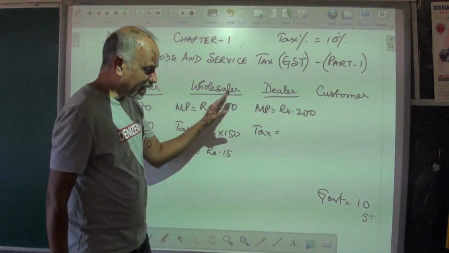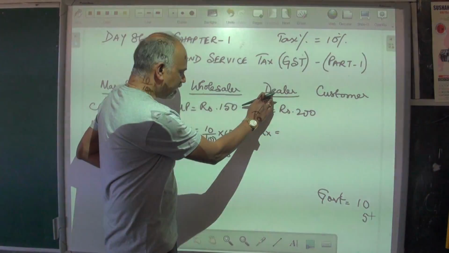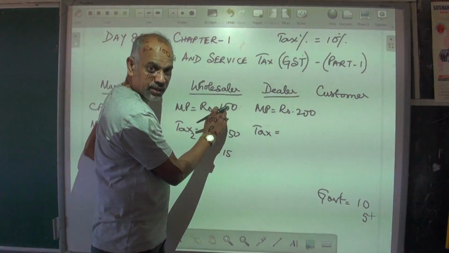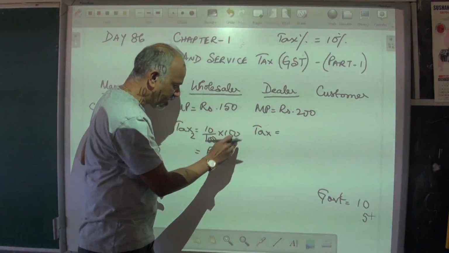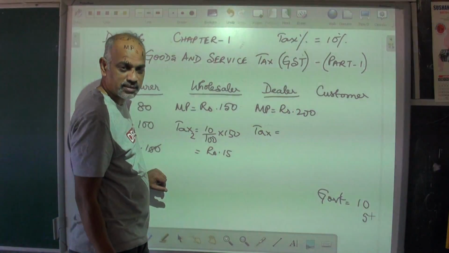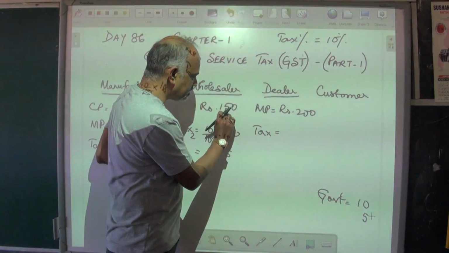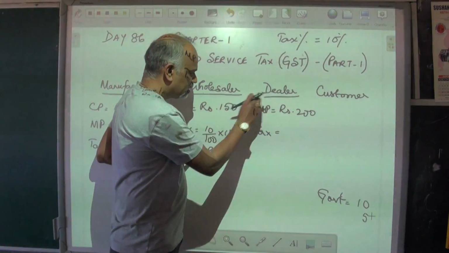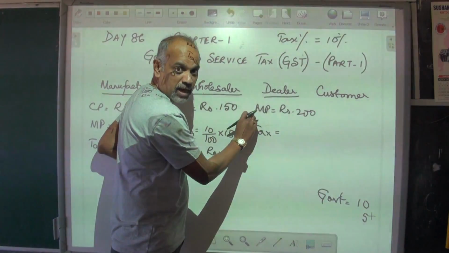Okay. Next stage. The dealer paid 150 for the article and he also paid 15 rupees as tax. Okay. Now the dealer increased the price of the article by 50 more rupees, that's his mark price.